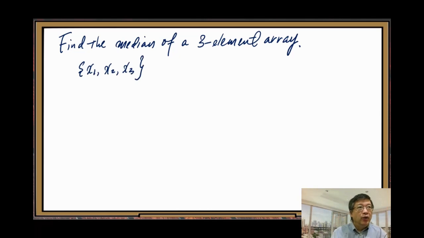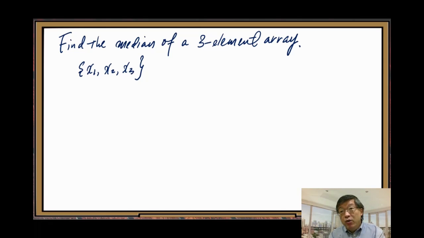We want to find the one in the middle. This one cannot be the minimum and cannot be the maximum. The one right in the middle. And we want to use the minimum number of comparisons. Because we only have 3 elements, we can do it easily, right?